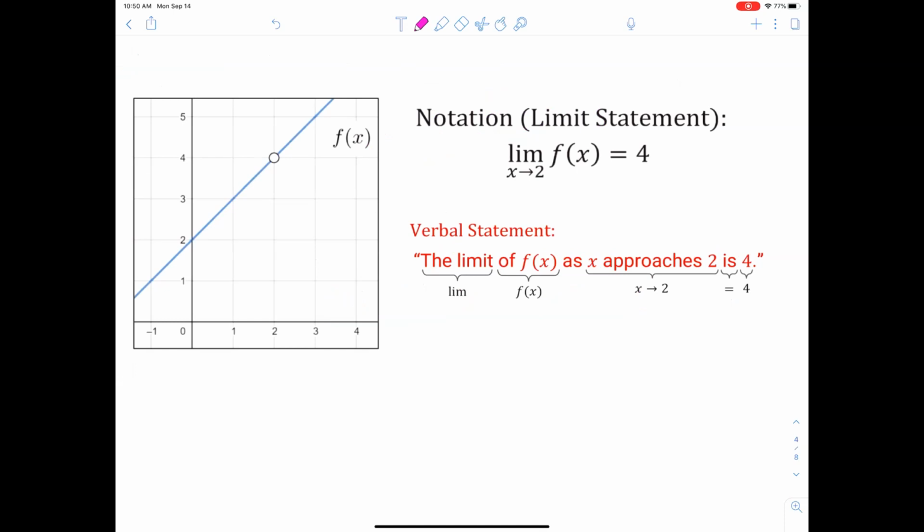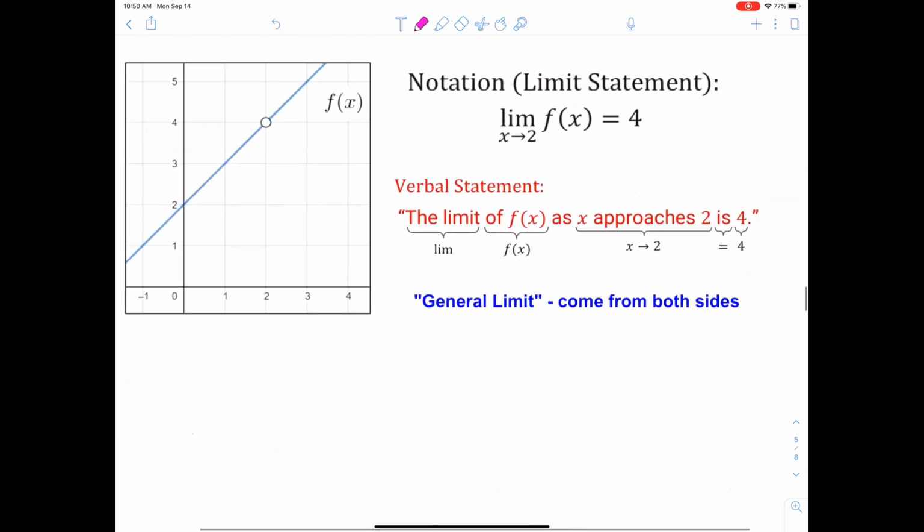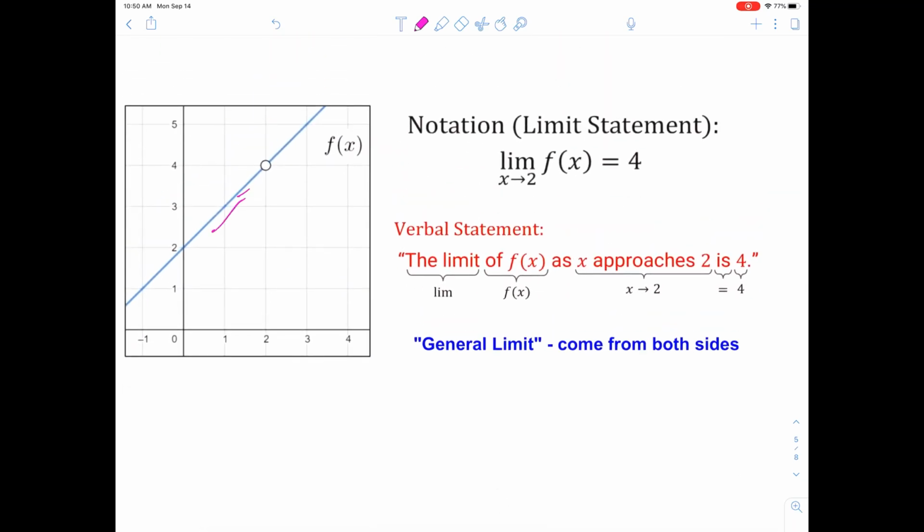Now again, this is as we approach 2 from both sides of the function. This is called a general limit. When we approach the function from both sides, that is, from the left and from the right at the same time, we call this a general limit. From that statement, you might infer that there are limits that do not come in from both sides, and you'd be absolutely correct.